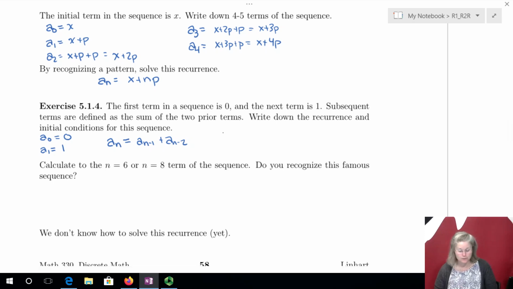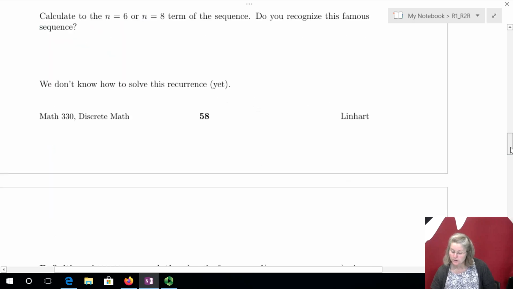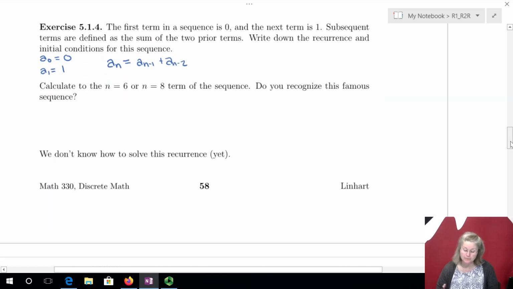But before we go into that, let's simply calculate 6 or 8 terms of the sequence and see whether or not we recognize what this sequence is. So let's just try that really quickly here. Well, I know a_0 and a_1, so the next term I don't know is a_2. If I'm substituting n is equal to 2 right there, then that has got to be a_1 plus a_0. So that would be equal to 1 plus 0. So we also find a_2 is equal to 1.